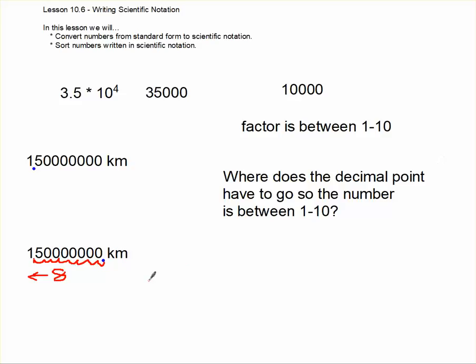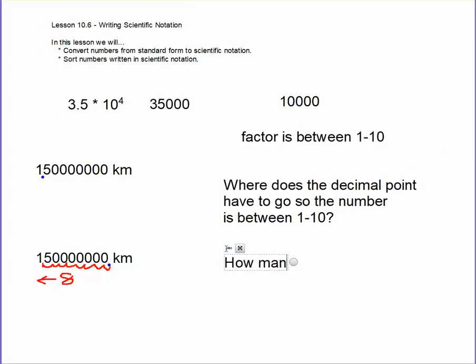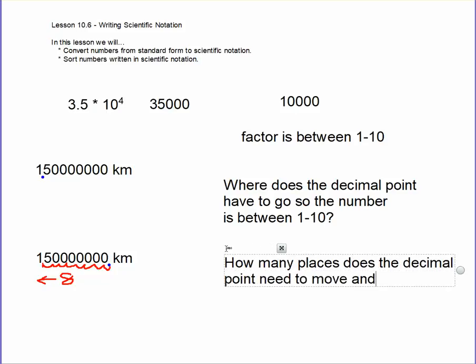So how many places does the decimal point need to move, and which direction as well? The direction obviously will matter as well. So in this case, I had to move 8 places to the left. Now, here's what we're going to do. We're going to write the number in scientific notation. Now, we know the first number is going to be 1.5. The factor is 1.5 because I got to put the decimal point right here.